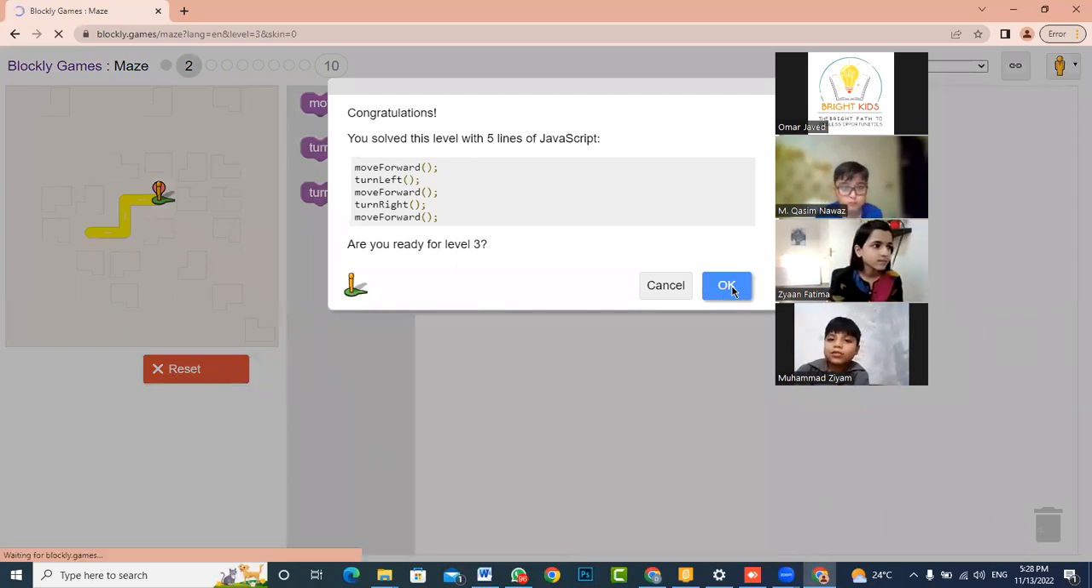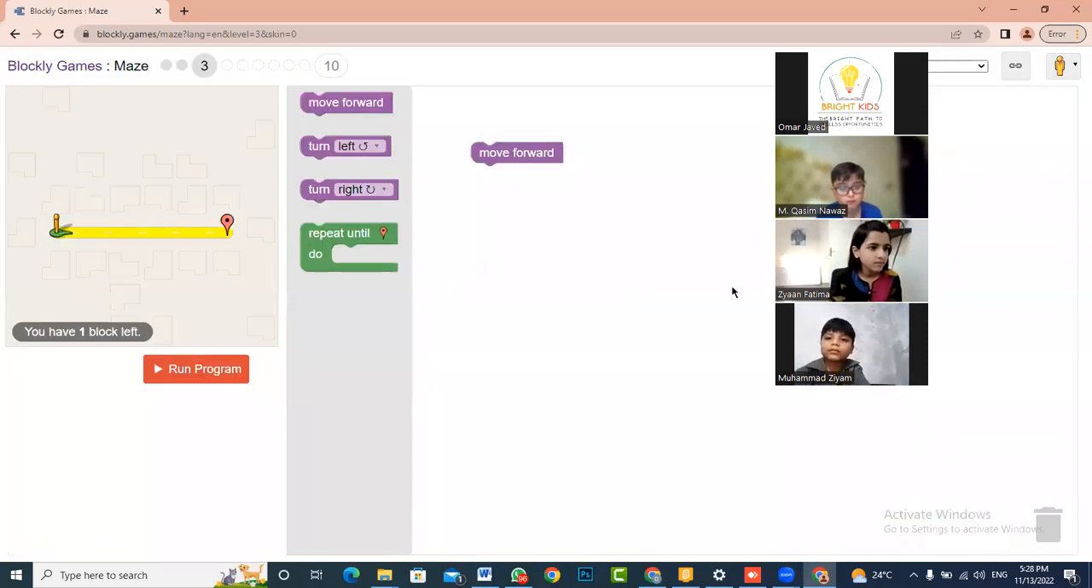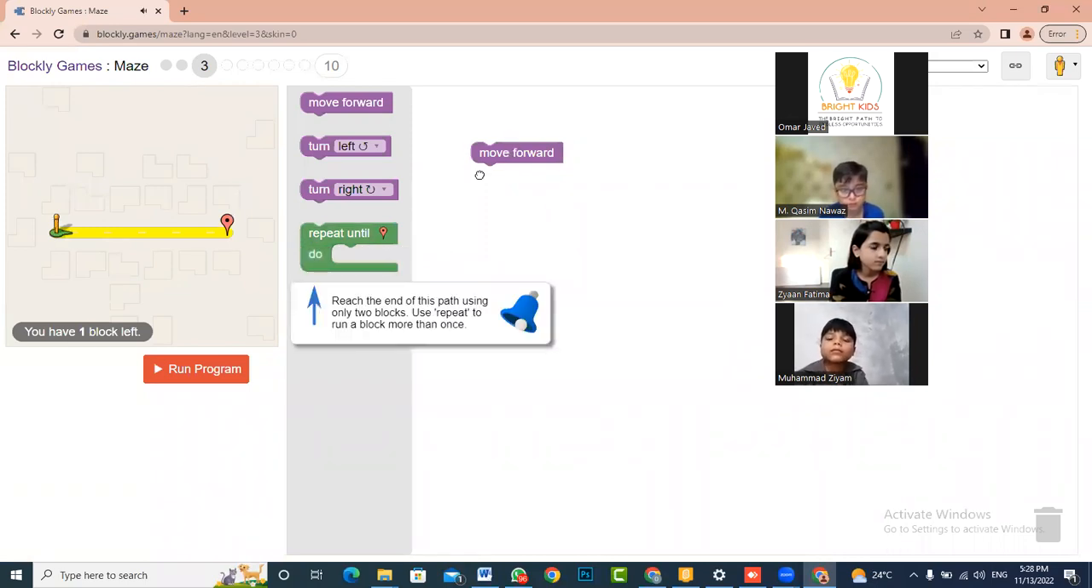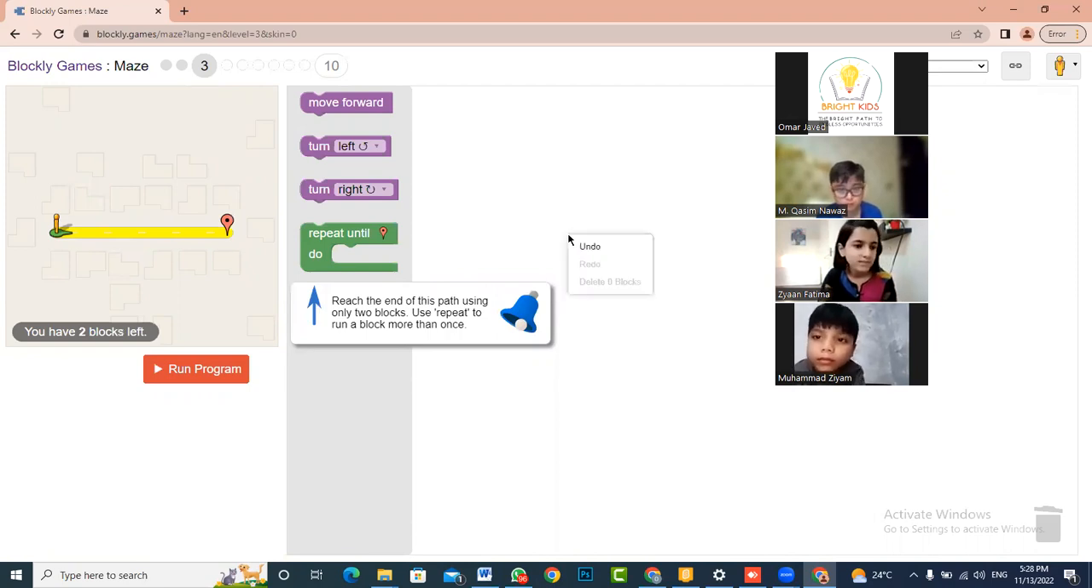Now the third level is kind of simple, but now you have a limit of instructions that you can use. Like it says that you have 2 blocks left, so it means that you can only use 2 blocks and you can't use more than 2 blocks to complete this puzzle. There is a green block here. Please see that green block and tell me what does it say.